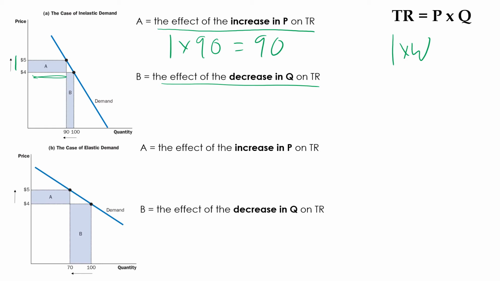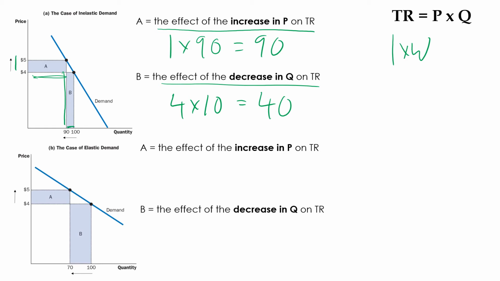Let's examine the effect of the decrease in quantity as a result. Okay, what's this line? All right, well, it's 4. We want to multiply that by the decrease of 10 in quantity. All right, so now we got the area. 1 is a lot bigger. I'm actually surprised a little bit, but there you go. So the effect of the price increase is 90. The effect of the decrease in quantity as a result is only 40.